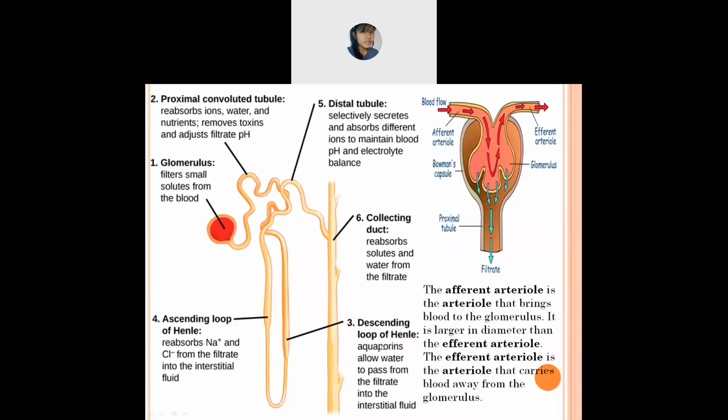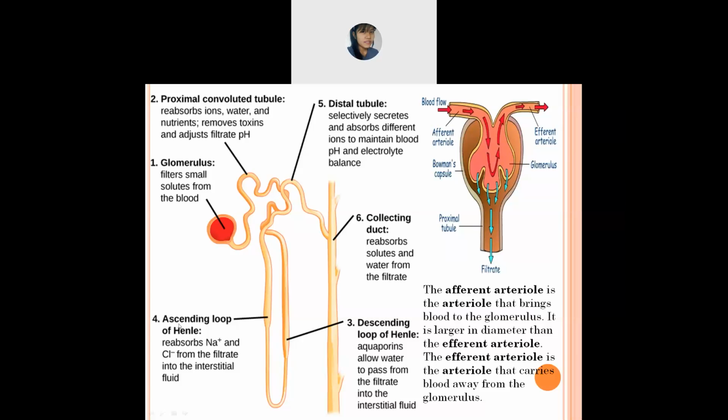In the descending loop of Henle, what happens? Water will be able to dilute, will be able to flow, and it will go into the interstitial fluid. All the filtrate particles will go into the interstitial fluid. Interstitial fluid means a mixture of ions, water, and so on. And you will find that the glucose level is also monitored here in this descending loop of Henle.